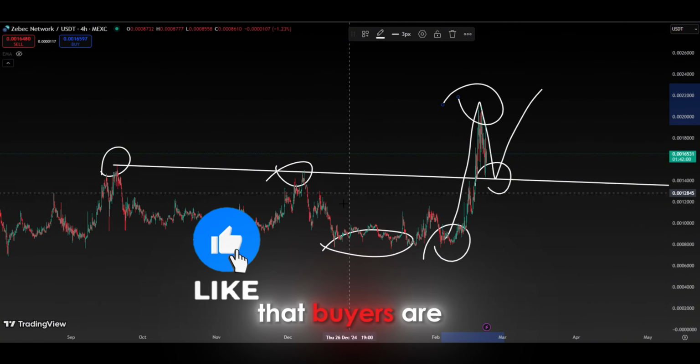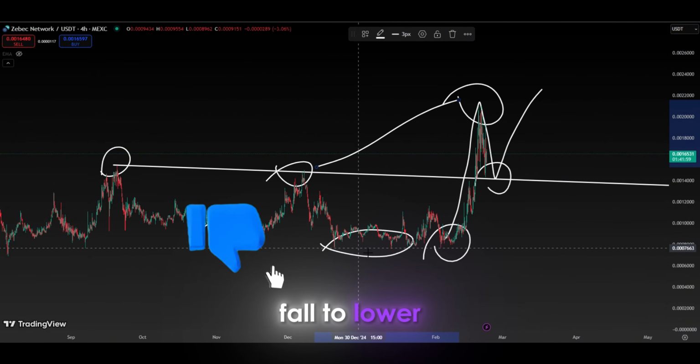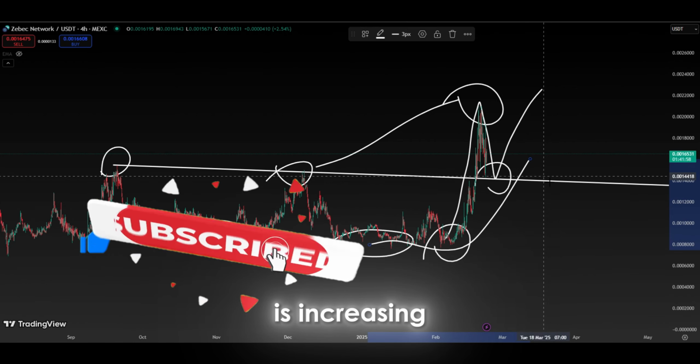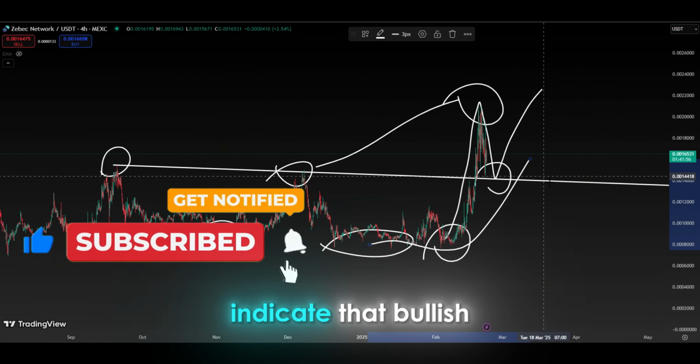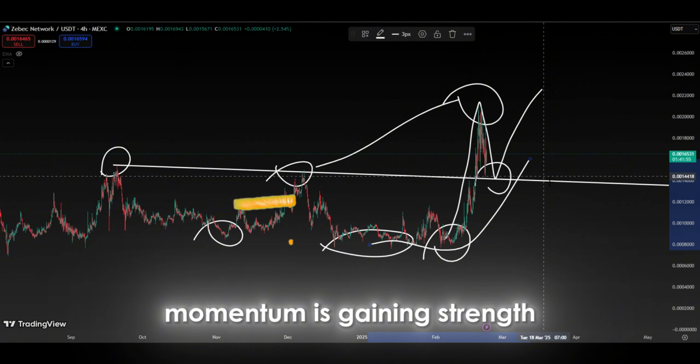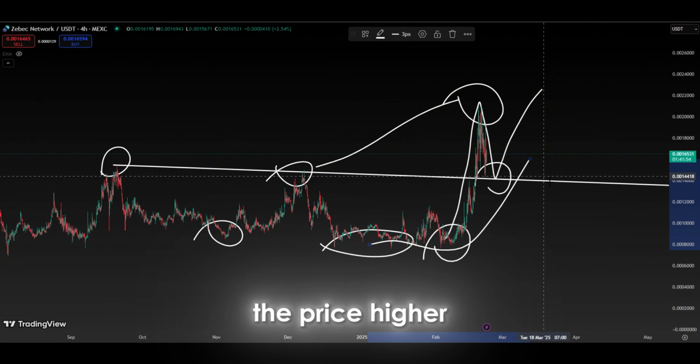Higher lows indicate that buyers are no longer willing to let the price fall to lower levels, and demand is increasing. Higher highs, on the other hand, indicate that bullish momentum is gaining strength, and buyers are succeeding in pushing the price higher, from a downtrend to an uptrend.